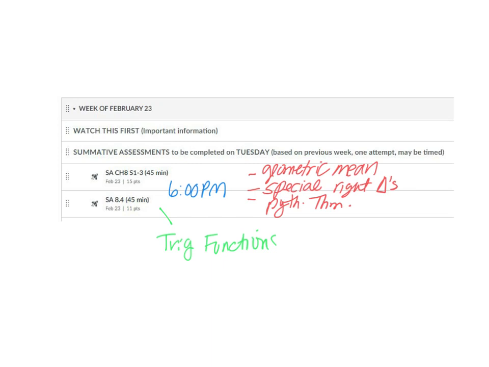Hello everyone, this is the agenda and objectives for the week of February 23rd. We will start like we always do on Tuesday with our summative assessment. We have two summative assessments this week.